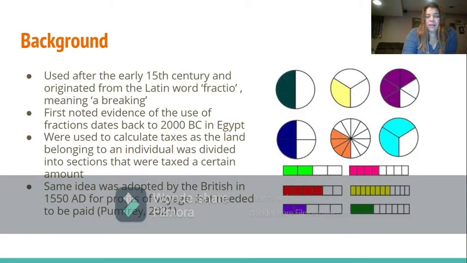The background. Fractions were used after the early 15th century and originated from the Latin word fractio, meaning a breaking. There was first noted evidence of the use of fractions dating back to 2000 BC in Egypt. Fractions were used to calculate taxes, as the land belonging to an individual was divided into sections that were taxed a certain amount. The same idea was adopted by the British in 1550 AD for profits of voyages that needed to be paid.